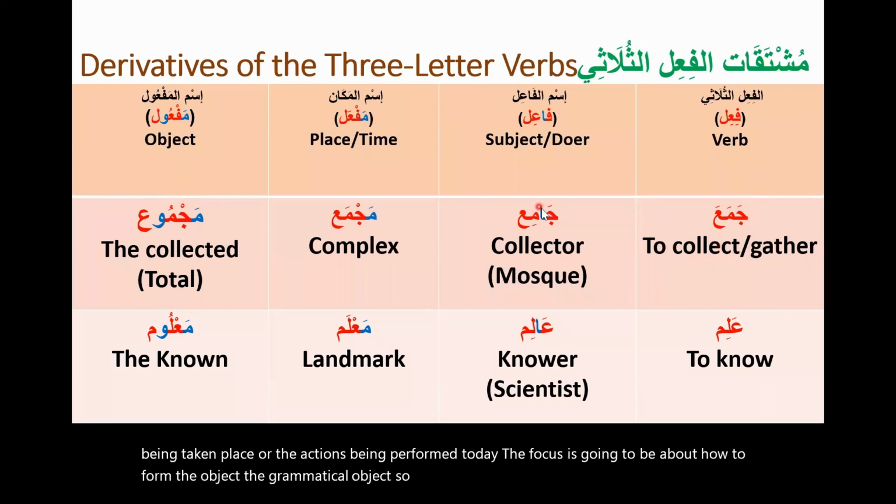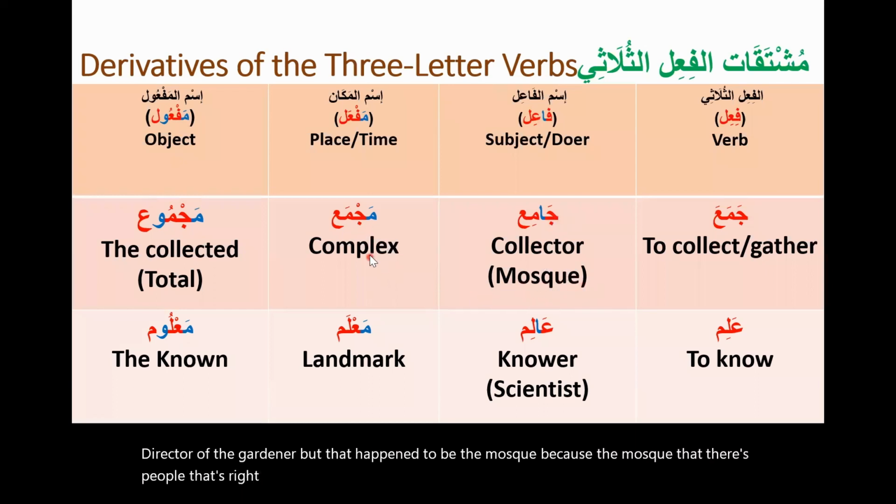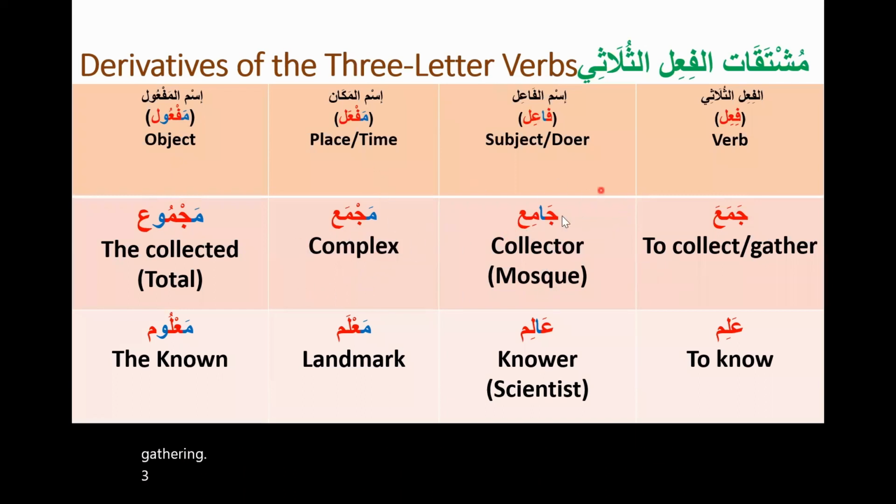As I said, jami' is the collector or the gatherer, but that happens to be the mosque, because the mosque gathers people. That's why jami' is a mosque. Majma' is the complex or the compound, the place of gathering, which happens to be different from the mosque. And majmu' is the collected, which happens to be the total. Majmu', the total of something.